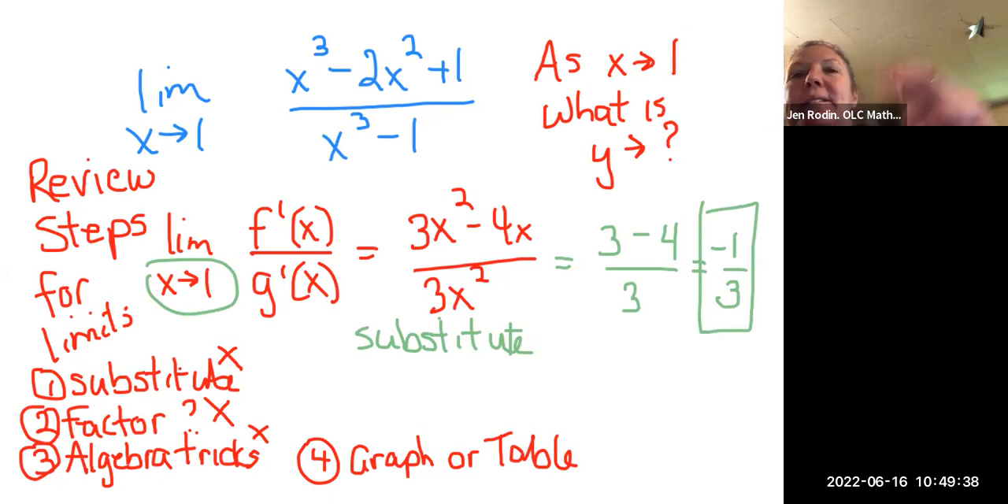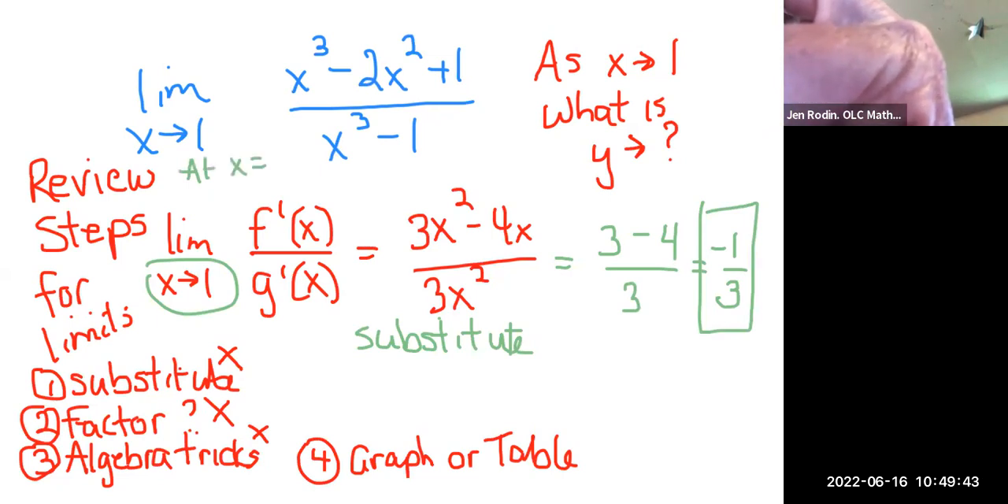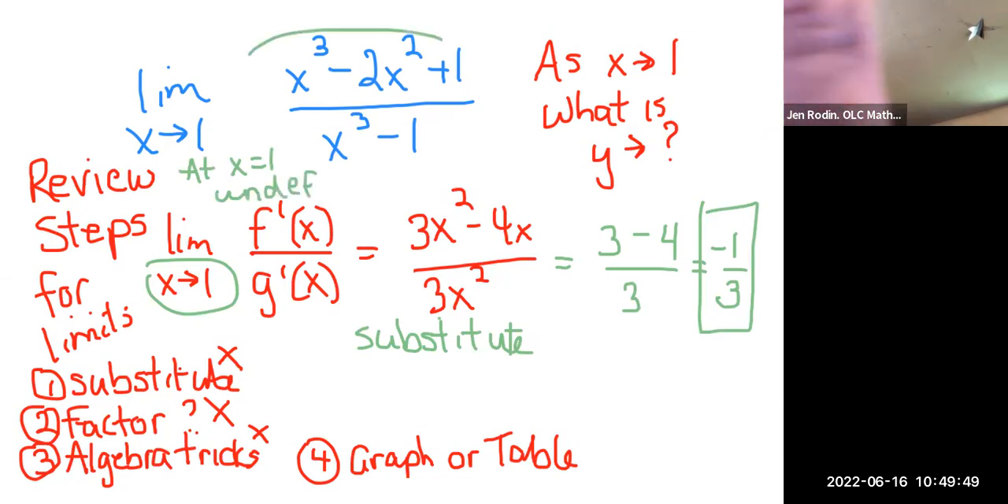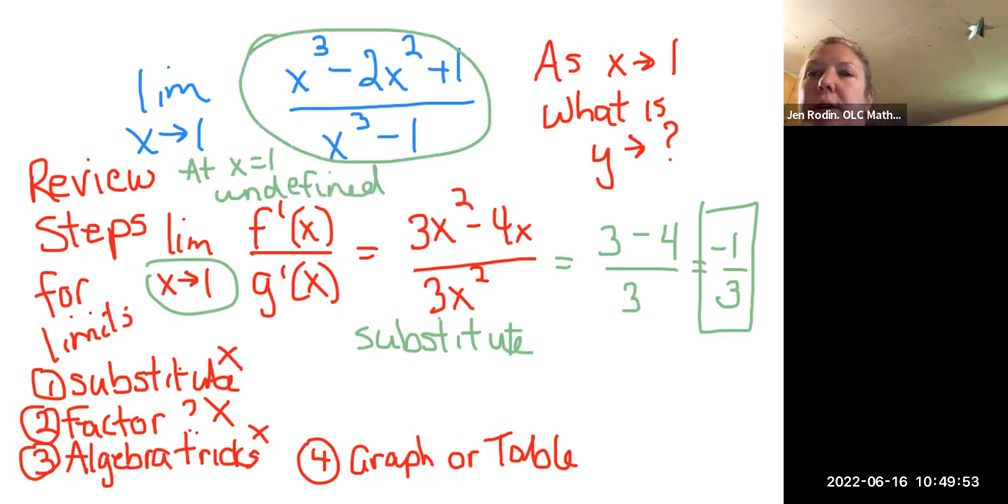So remember about limits too, at x equals 1, the whole function is undefined. So if we look at the original graph, there will be an asymptote there. But on each side of x equals 1, the y value is approaching -1/3. And so that's what we found out. That one was number 11 on page 500.